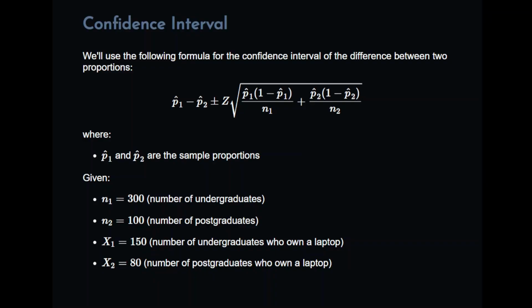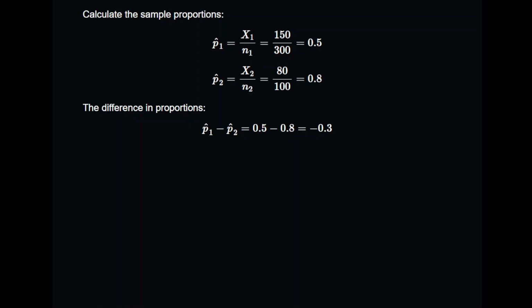And also we have our values. N1 is the sample size, number of undergraduates. N2 is the number of postgraduates, which is 100. X1 is the number of undergraduates that own a laptop, and X2 is the number of postgraduates that own a laptop. Okay, and P hat 1 and P hat 2 are X1 divided by N1, the number of successes divided by the sample size in each case. So P hat 1 equals X1 divided by N1.